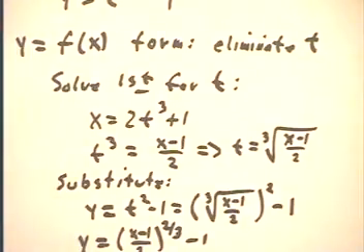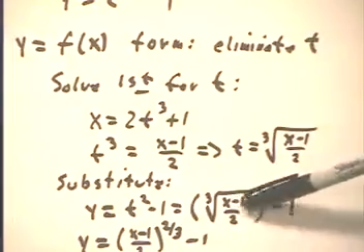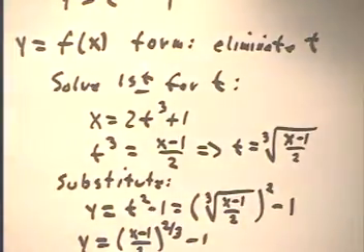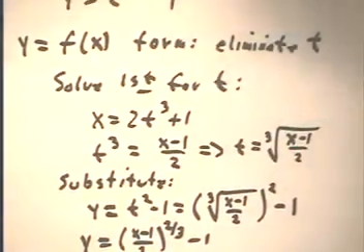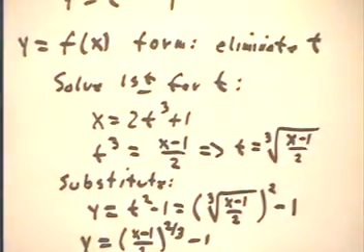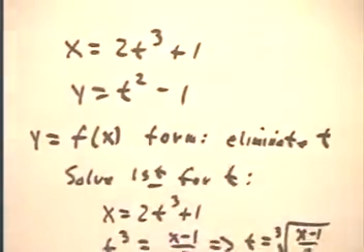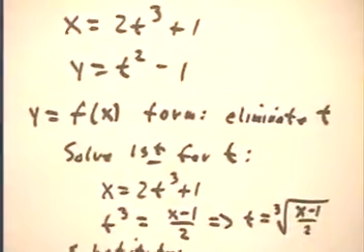The procedure is pretty straightforward. The arithmetic, for example, if you've forgotten how to do radicals, exponents, fractional exponents, and so forth, you might have a little bit of trouble with this. But it's really fairly straightforward. In outline, you simply solve one equation for t and plug it into the other.